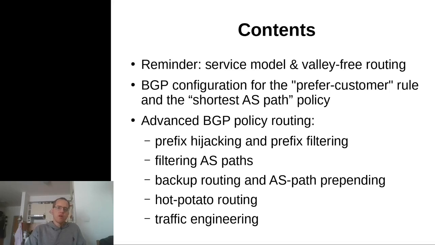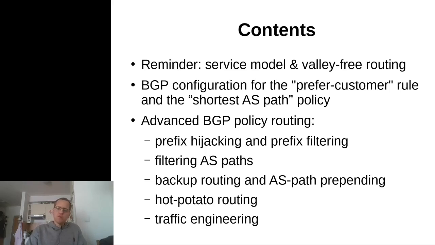Namely, we are going to learn the way to configure BGP for also adhering to the preferred customer rule on top of valley-free routing, and on top of the preferred customer rule we are going to also apply the shortest AS path routing policy to arrive at an actual routing configuration, which will give a very good basic understanding of how operational BGP routers out there in the internet are configured.